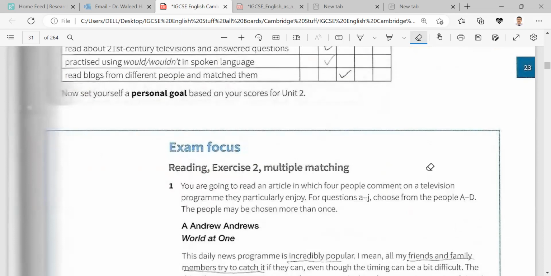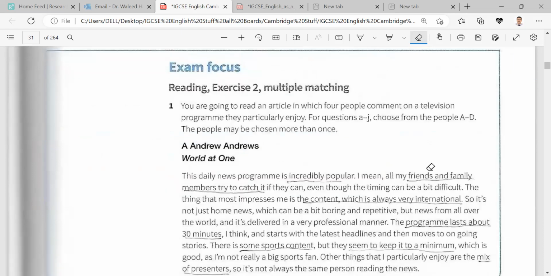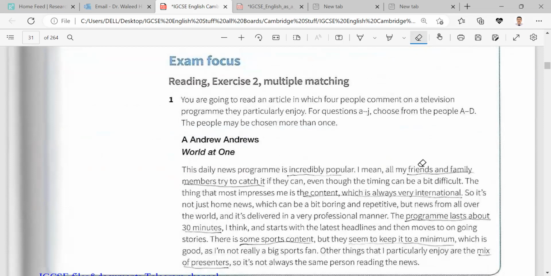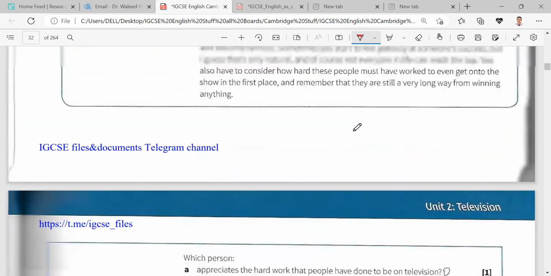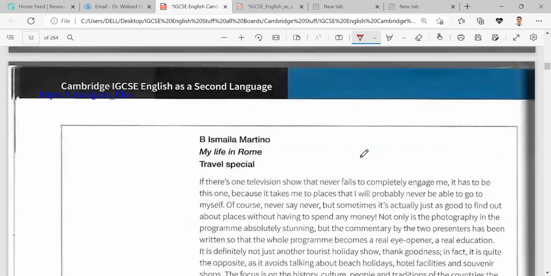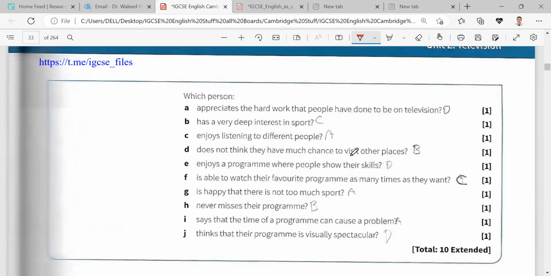This is the end of Unit 2, right? And your homework is exam focus, multiple matching again. You will be given an article in which 4 people comment on television programs they particularly enjoy. For questions 8 onwards, choose from the people A to D, then answer the question. This is your homework, Khalid. So what should you do? Read the 4 blogs and answer the questions on page 33.